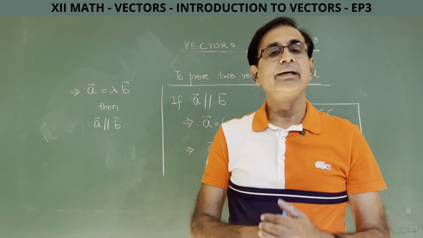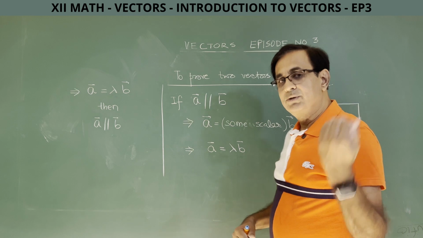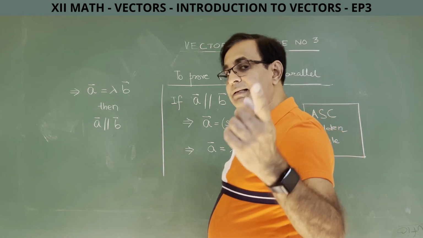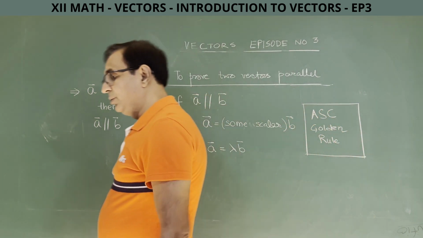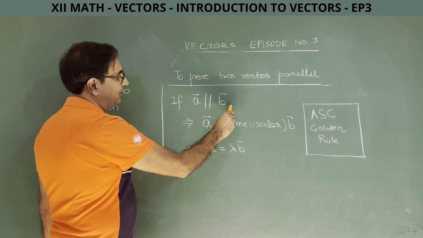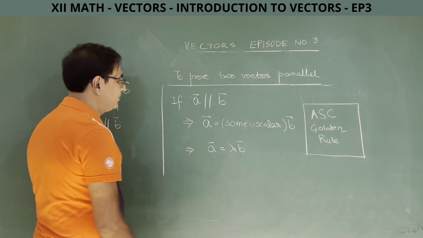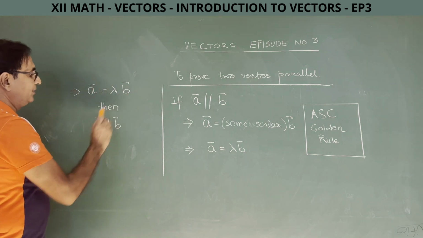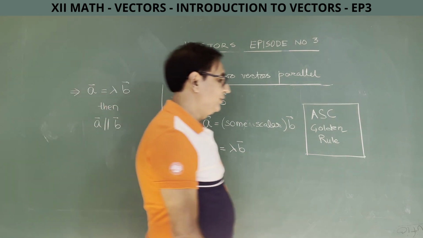Let us call it the ASC golden rule, so that when I use it again and again, I will say please recall the ASC golden rule. What does it imply? I will again repeat: if A is parallel to B, you can infer A is equal to lambda B. Conversely, if A is equal to lambda B, you can infer A is parallel to B.